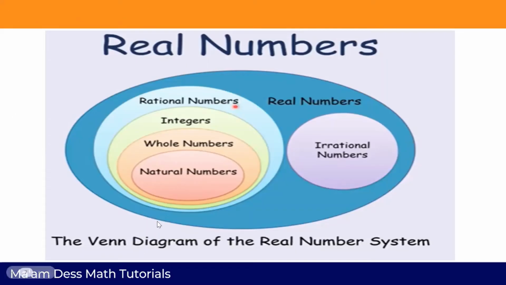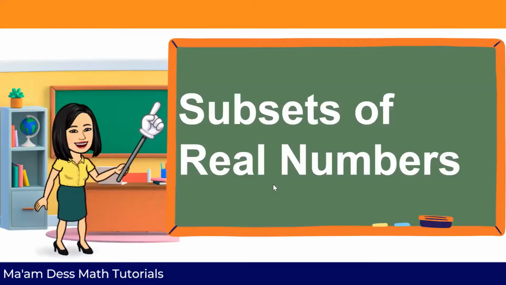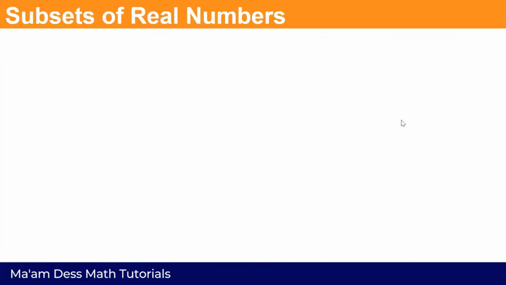Ito po yung Venn diagram ng real numbers. So, ito yung mga components ng real numbers. We have rational numbers and irrational numbers. In rational numbers composed of integers, whole numbers, and natural numbers. So let us have the subsets of real numbers.